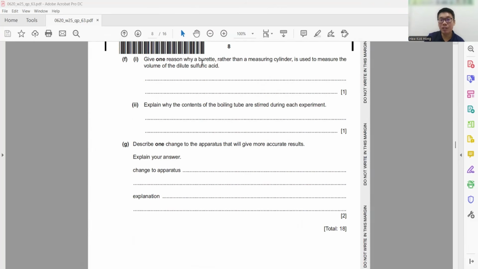Then F, give one reason why a burette rather than a measuring cylinder is used. They always ask about burette and pipette because they are more accurate. Explain why the contents of the boiling tube are stirred during each experiment: to mix them. G, describe one change to the apparatus that will give more accurate results. Explain your answers. Since this experiment involves heat release, we need to try to reduce the heat loss. So that's why we can insulate the boiling tube, so that it reduces heat loss.